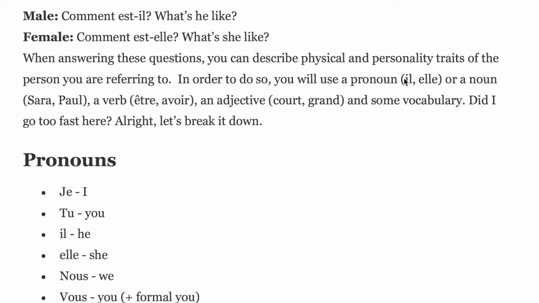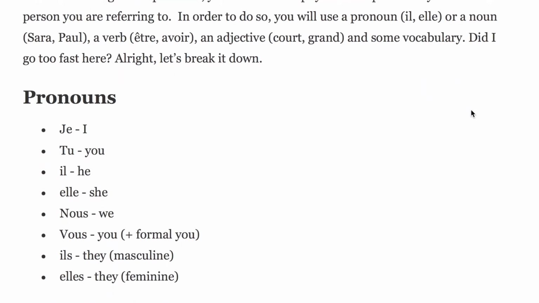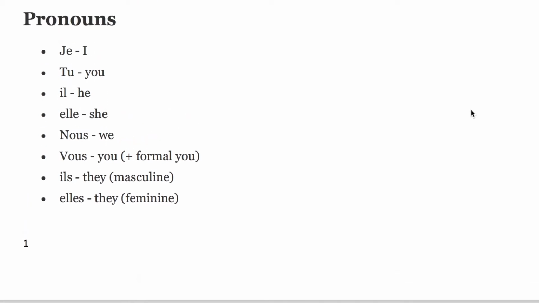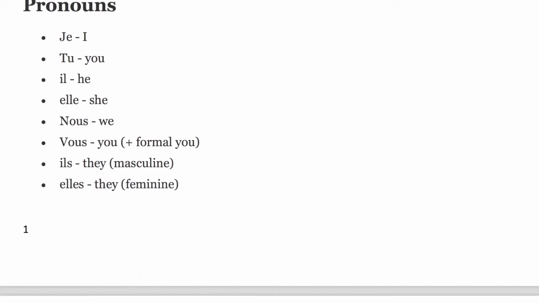And to build your own sentences, here is what you need. Number 1, a pronoun. For example, il, he, elle, she, or a noun. Example, Sarah, Paul. You will also need a verb. For example, to be, être, avoir, to have. Then you'll need an adjective. For example, court, short, grand, tall, and some more vocabulary. Now let's break it down into some easy to follow steps. Number 1, pronouns to use.